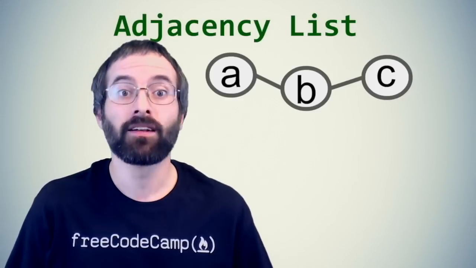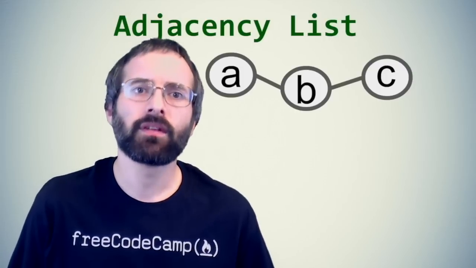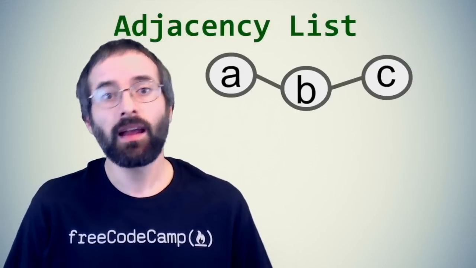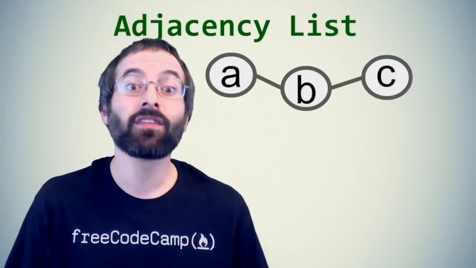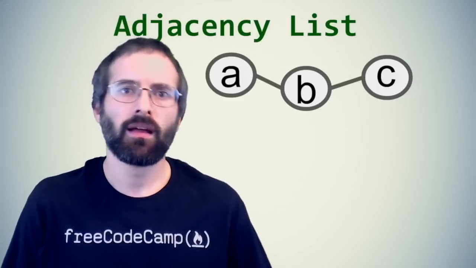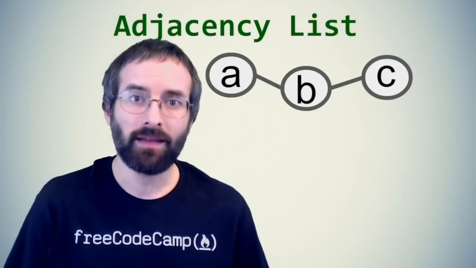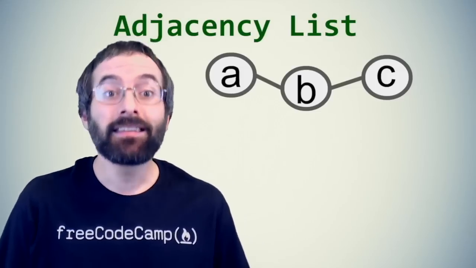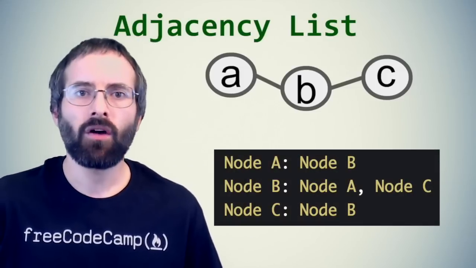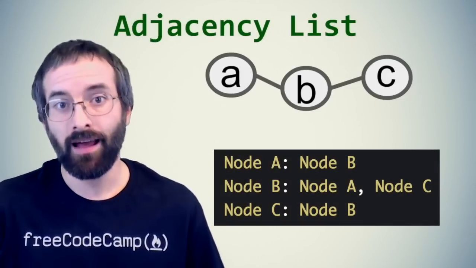The first way is called an adjacency list. This representation for a graph associates each vertex in the graph with the collection of its neighboring vertices or edges. In this image, A is connected to B, B is connected to A and C, and C is connected to B. This is how you could show a relationship with text.